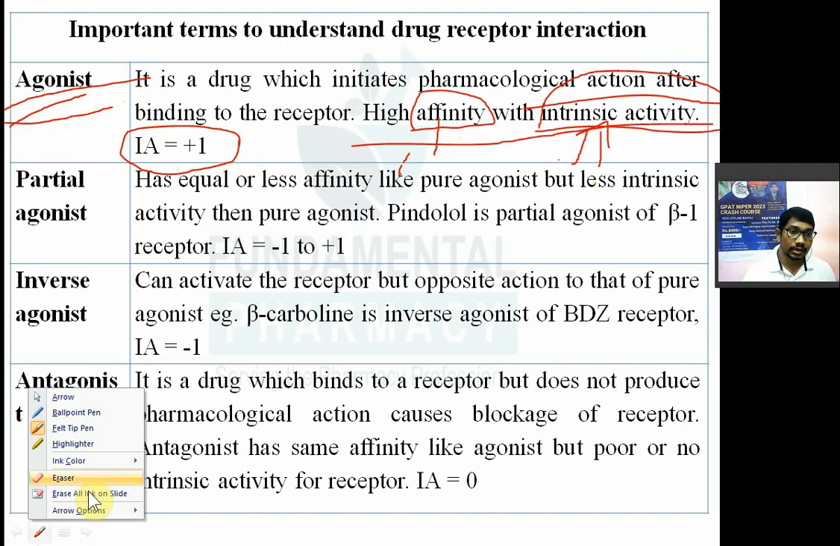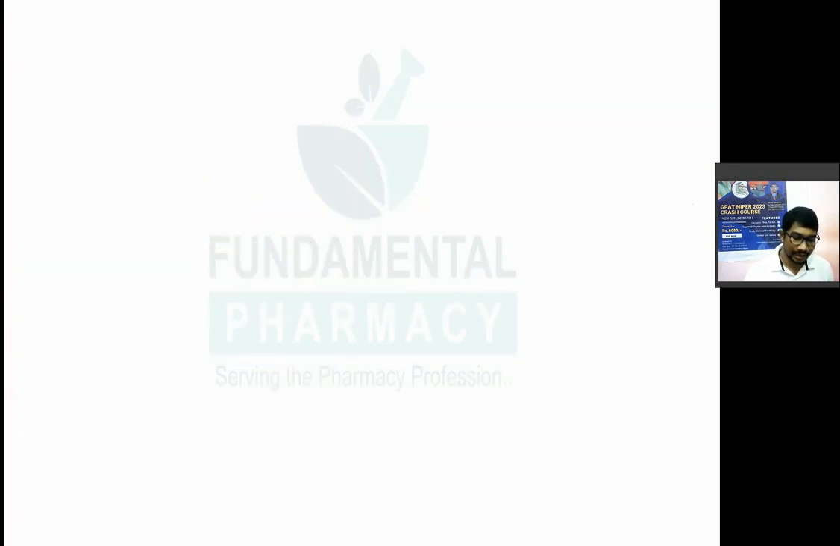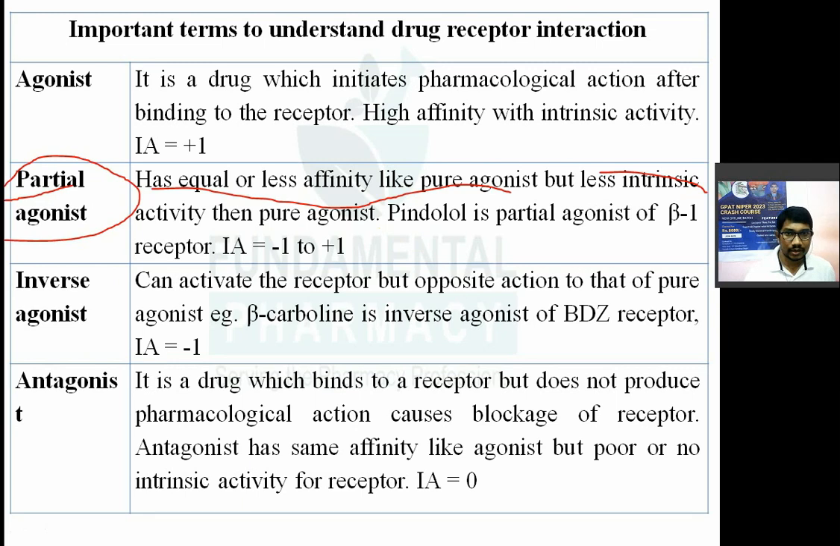नाउ सेकंड विल सी. सेकंड वन इज नोन एज अ पार्शियल एगोनिस्ट. पार्शियल एगोनिस्ट कौन है? सो अगेन ए ड्रग, it has an equal or less affinity as that of the pure agonist or full agonist, but it has a less intrinsic activity. इसका नाम क्या है? पार्शियल. तो पार्शियल मतलब क्या? पार्शियली एक्टिविटी है. तो इट हैज इक्वल एफिनिटी. It may have strong affinity as that of the agonist, but definitely it has a less pharmacological activity, so less intrinsic activity or less efficacy than pure agonist.